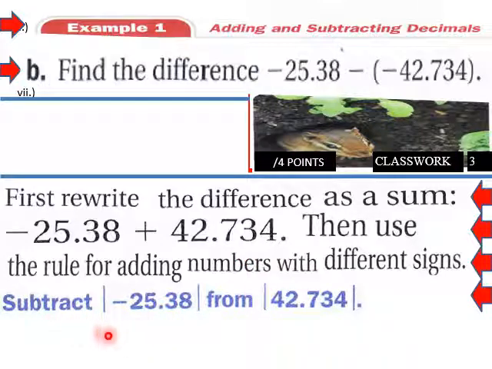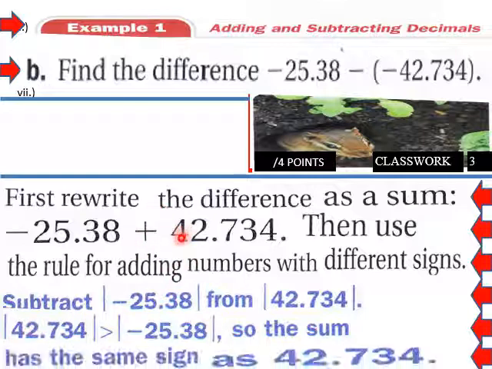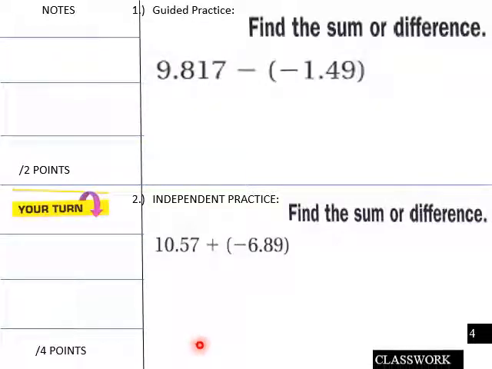So we're going to combine. We're going to subtract 25.38 from 42.734. And since 42.734 is larger, we obtain the sign of the positive quantity, and that is figured out.